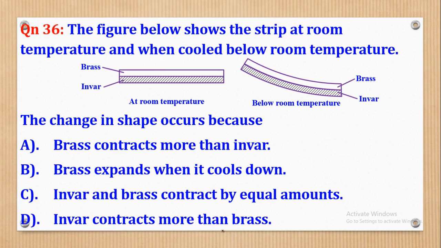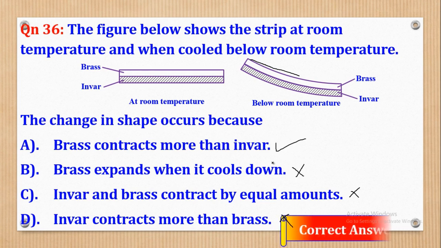So contracting means that the size becomes smaller. If you look at this, it is brass which has contracted, so its size has become smaller. Therefore, this option that invar contracts more than brass is not okay. Then invar and brass contract by equal amounts, that is not okay, because if it was true, the strip would have remained straight. Then brass expands when it cools down. That is not okay, because in this case brass has contracted. So the only correct option is option A. Therefore the answer is A.